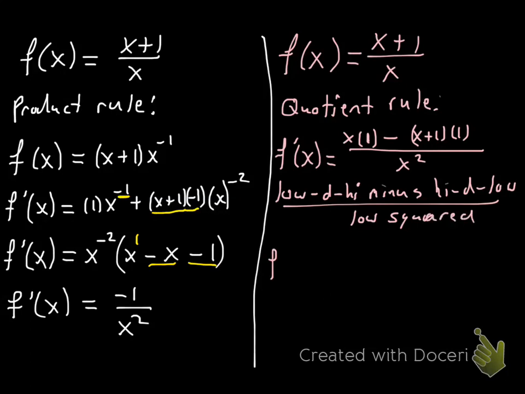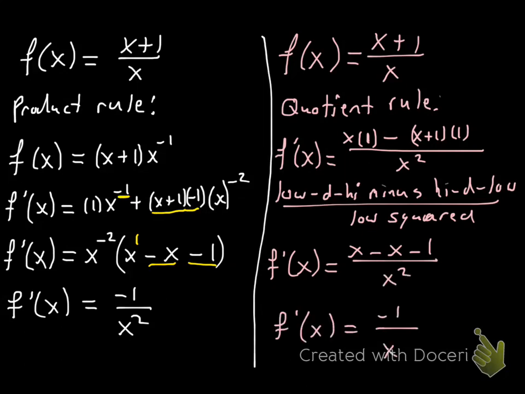And if we distribute this negative sign through, we're going to have a negative x minus 1. So x minus x is 0, and then we'll just have a minus 1 there. So minus 1 all over x squared. And we have minus 1 all over x squared. So it didn't matter here. We used either the product or the quotient rule. In some instances, it might be nicer to use one or the other.